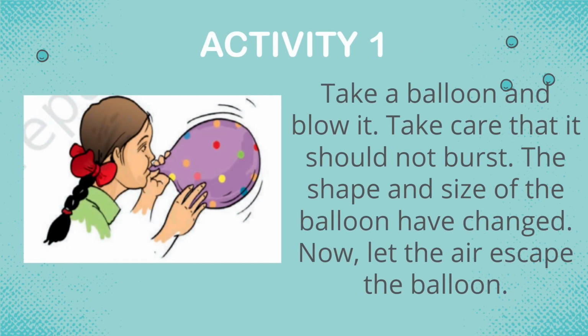Activity 1. Take a balloon and blow it. Take care, it should not burst. Did you notice the shape and size of the balloon? What is your observation? Now, let the air escape out of the balloon. Has the shape of the balloon changed again? This is an example of a reversible change.